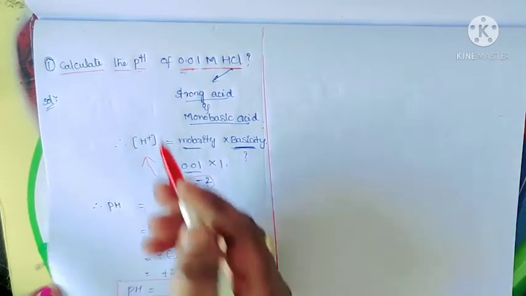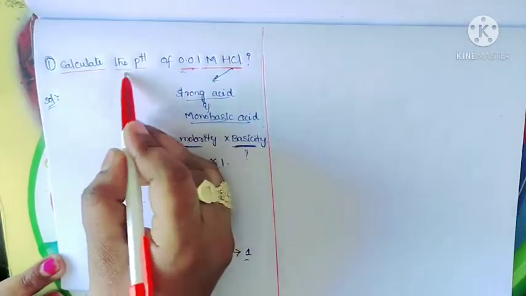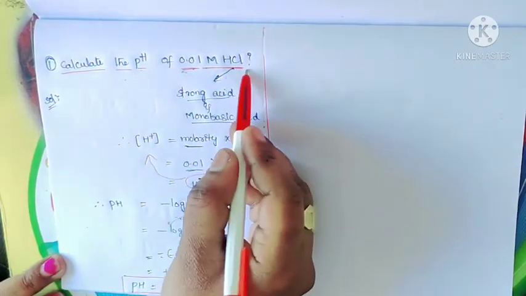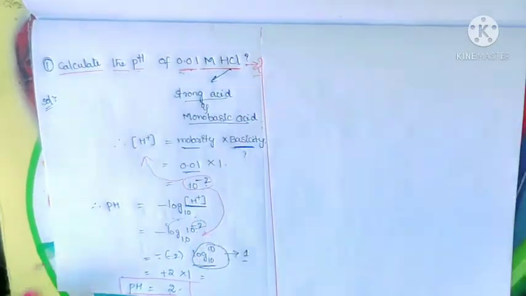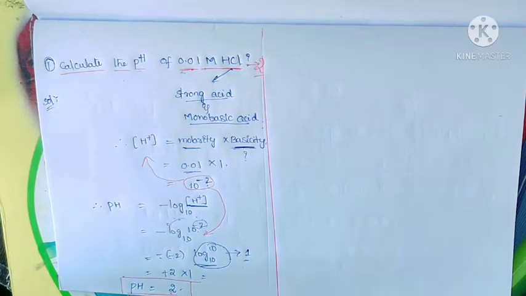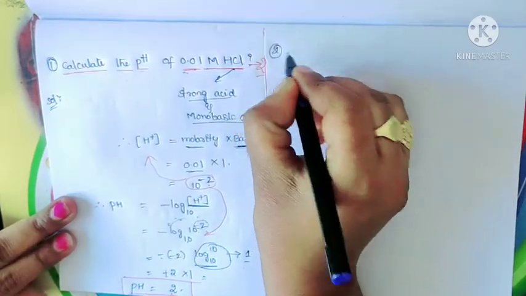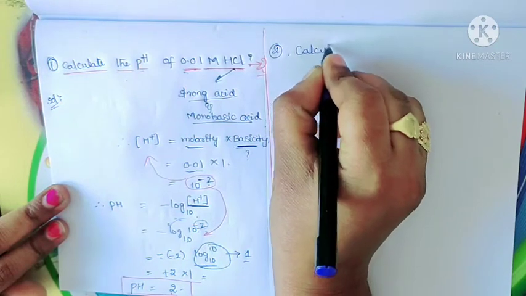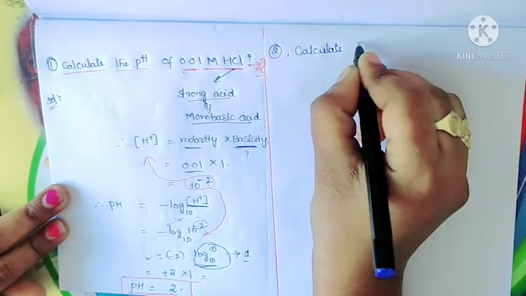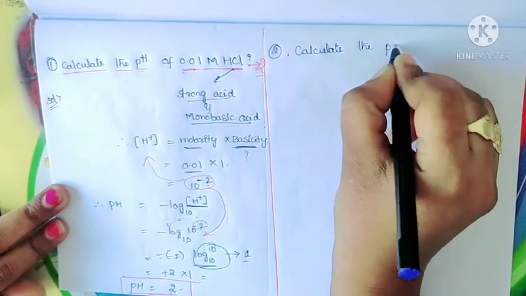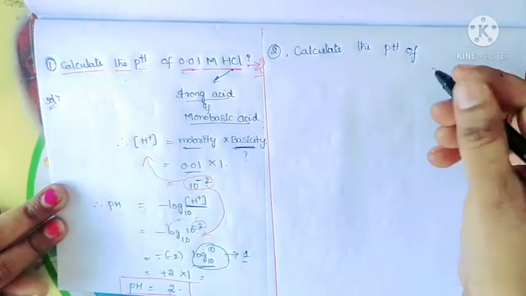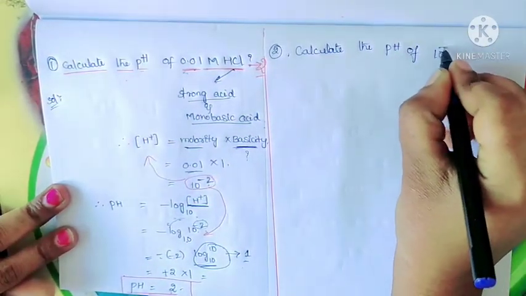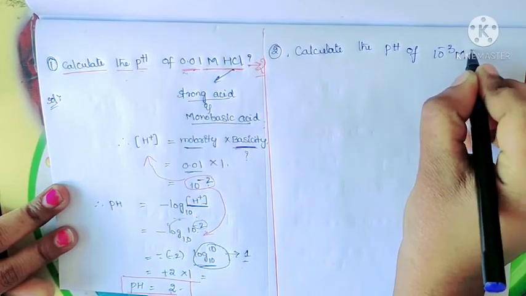This is the answer. Okay students, this is how to calculate pH: for 0.01 molar HCl, it is 2. Now we go to the next problem: calculate the pH of 10 power minus 3 molar H2SO4.